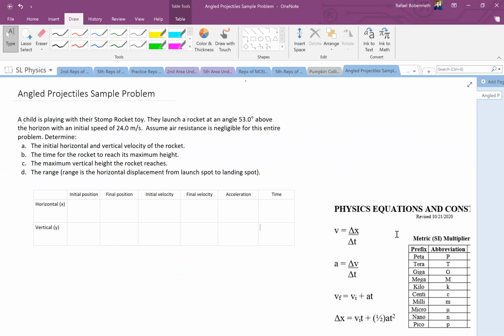Also, I want to emphasize there's more than one way to solve some of these parts of this problem. So if you solved it a different way, it doesn't necessarily mean your way is incorrect, as long as you got the same final answer that I did.